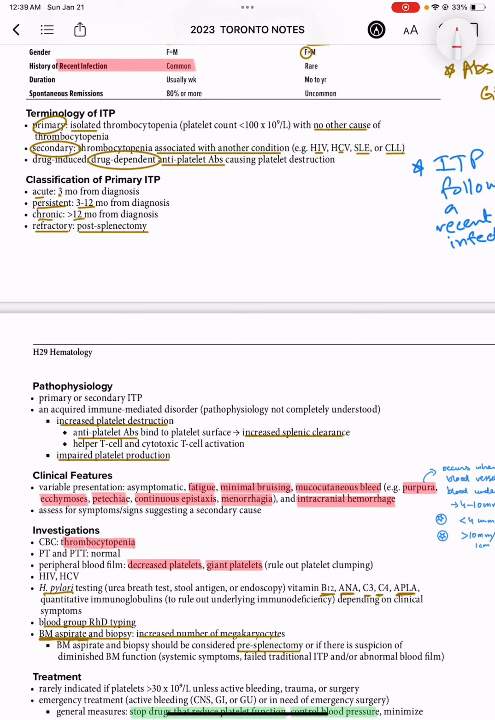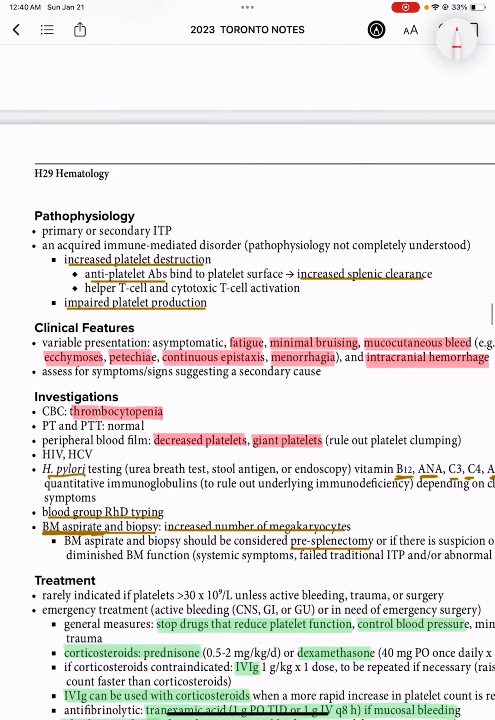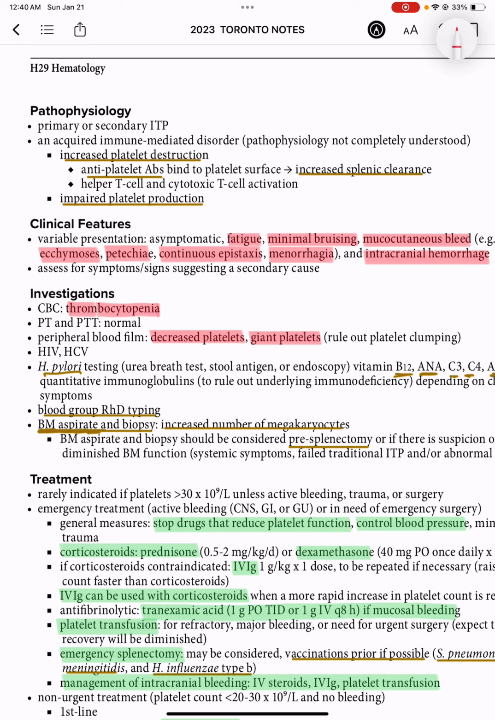And how does it work? What's the pathophysiology? An acquired immune-mediated disorder, increased platelet destruction, anti-platelet antibodies. What do they do? They just bind to the platelet surface and then increase the splenic clearance, and impaired platelet production. So it could be either the production is impaired or the destruction is increased.